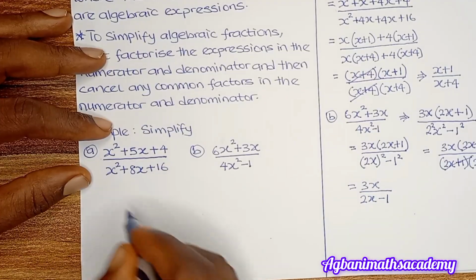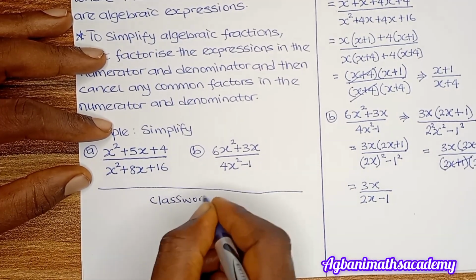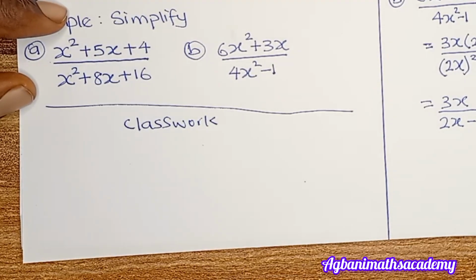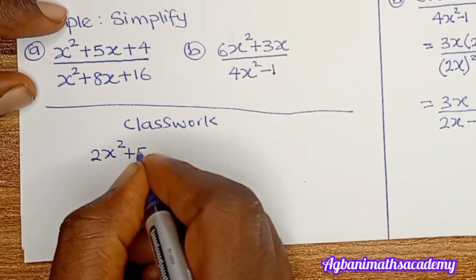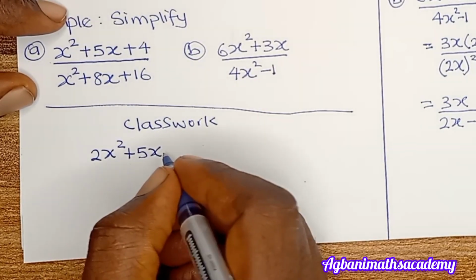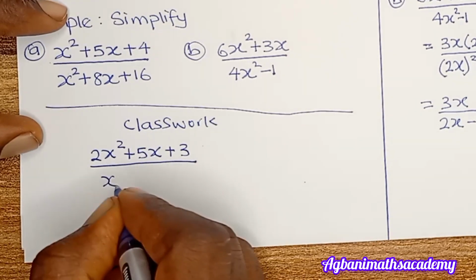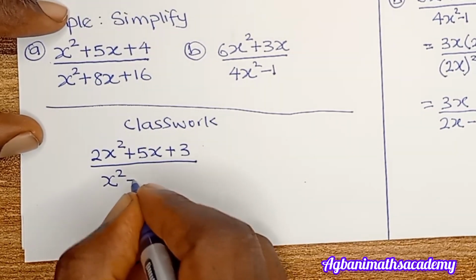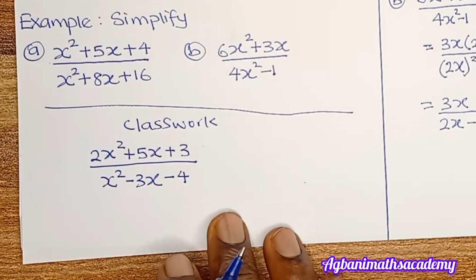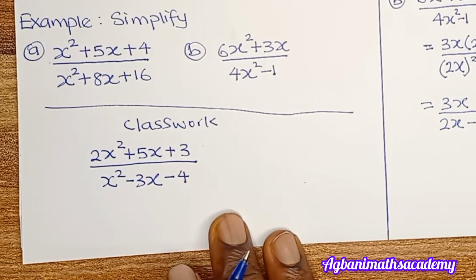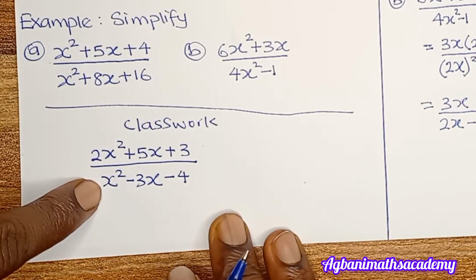Very simple. I'd like you to solve this classwork here and leave your answer as a comment in the comment section. 2x squared plus 5x plus 3 all over x squared minus 3x minus 4. So if you have gone through our video on factorizing quadratic expressions, you'll be able to factorize this, okay? And also factorize this.